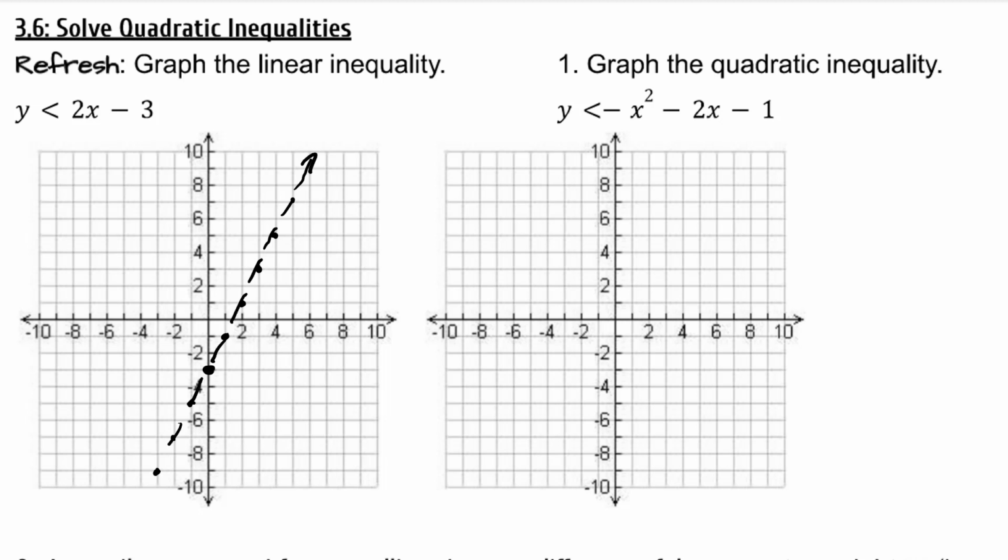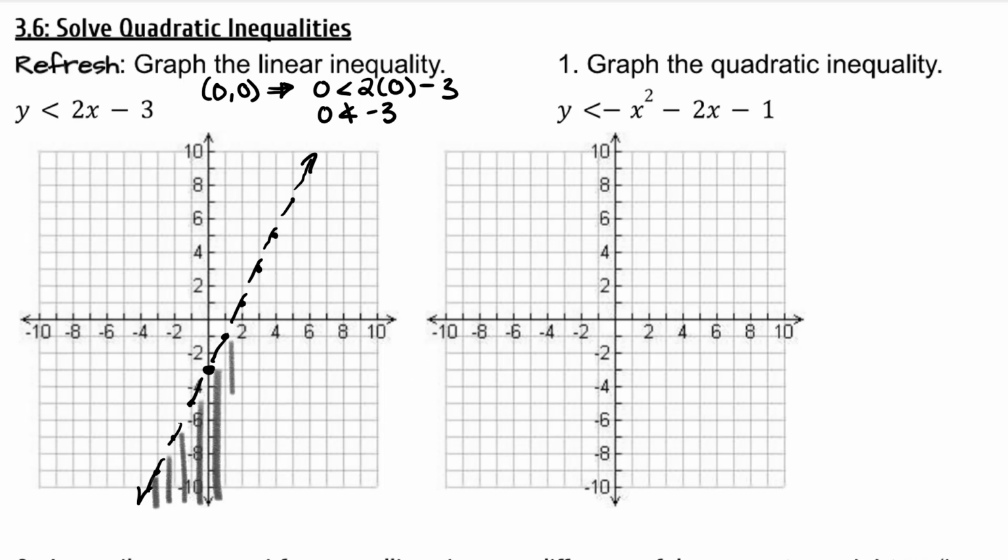Our last step is to shade the region where all the solution points exist. To figure out which region that is, we can test a point such as 0, 0 and see if it makes the inequality true. If it makes it true, then that is the shaded region. If 0, 0 does not make the inequality true, then we shade the region where 0, 0 is not located. 0 is not less than -3, so 0, 0 is not a point in our solution set. So this portion is not shaded, but this one is.